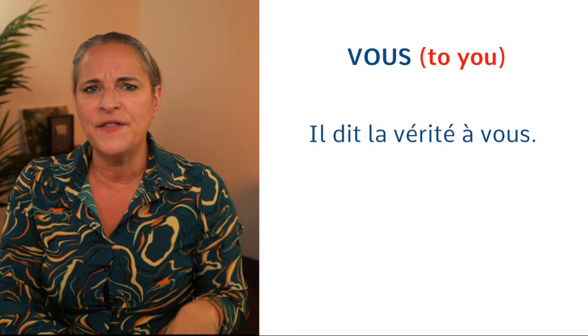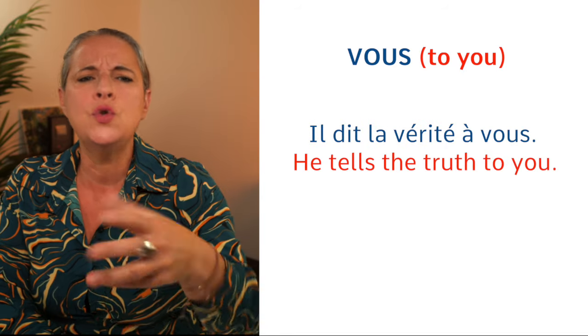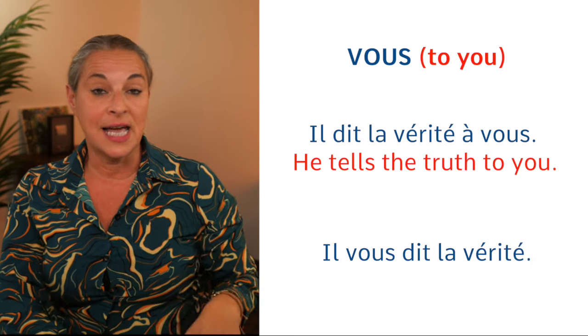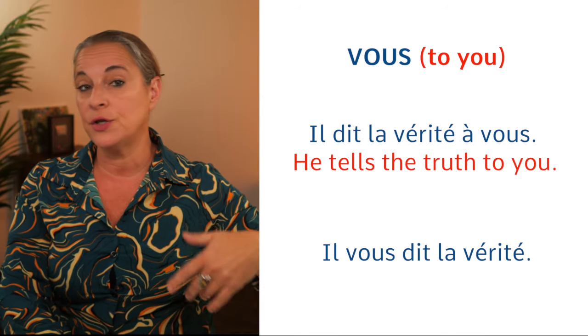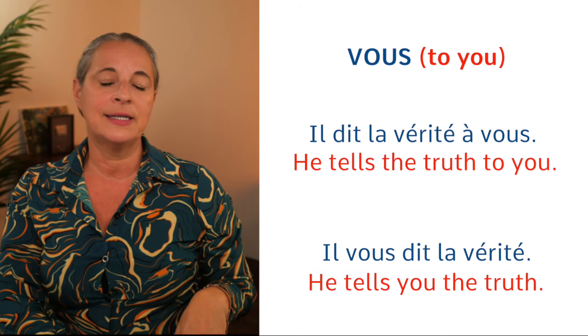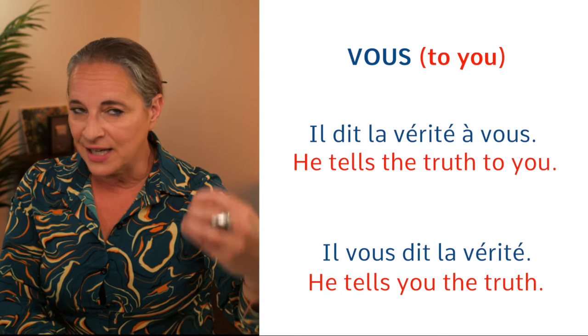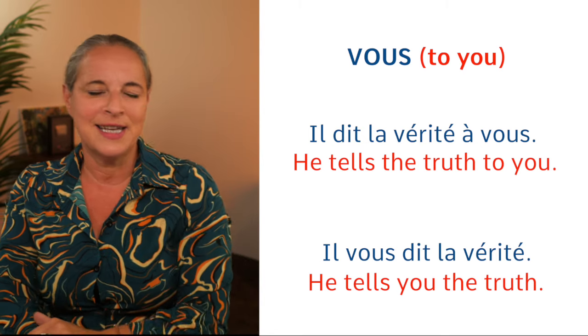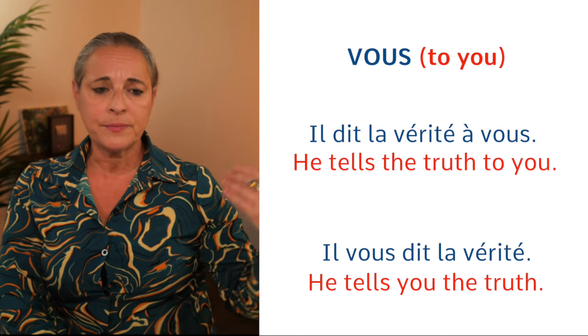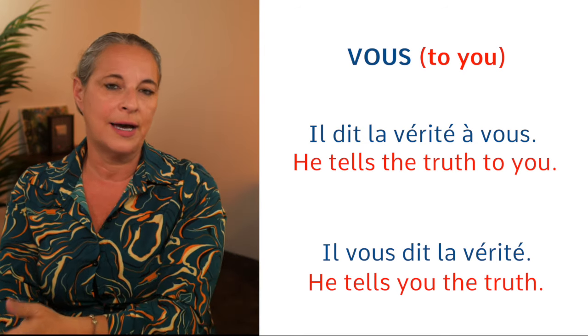Now, let's have a look at how we translate to you. Vous. Vous is going to replace à vous. For example, il dit la vérité à vous. He tells the truth to you. Or we would say, il vous dit la vérité, which sounds better than à vous. Like I mentioned with à moi earlier on, à vous is the same. So we would say, il vous dit la vérité, he tells you the truth. So we would use directly the indirect object pronoun rather than putting it at the end of the sentence. The verb is dire la vérité à, so to tell the truth to someone, à quelqu'un.